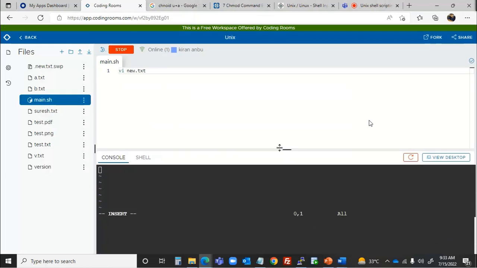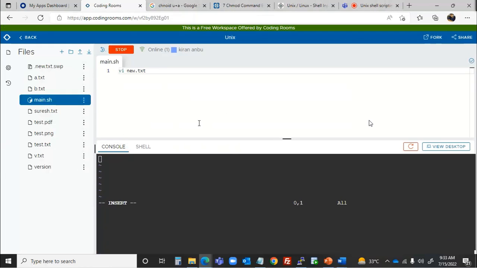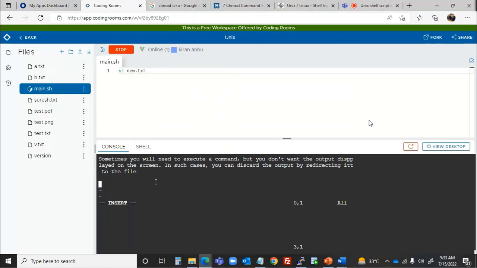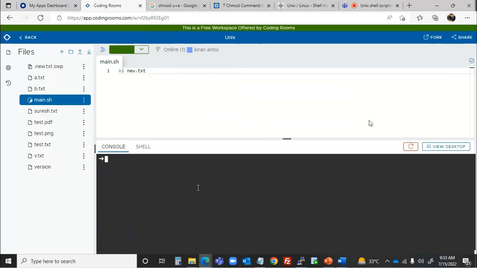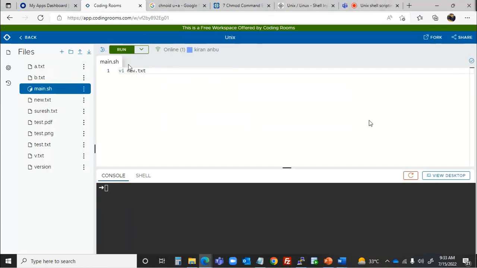Very, very frequently used file editor is VI. So I just created a new dot text, and you can see it's available now.